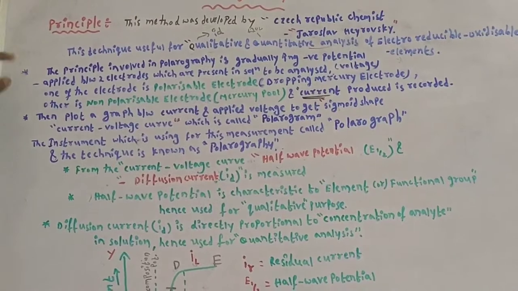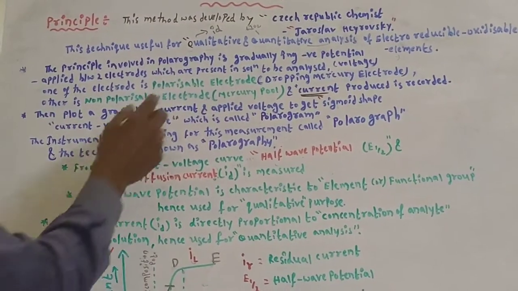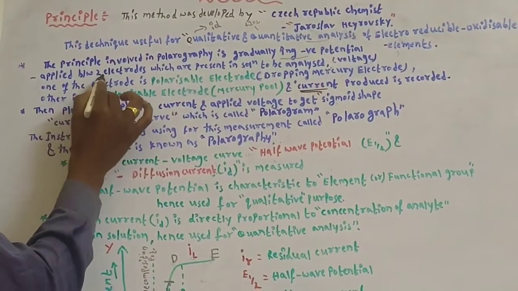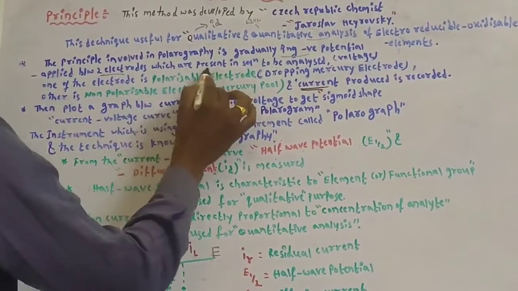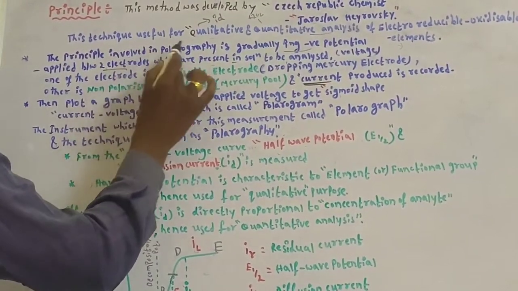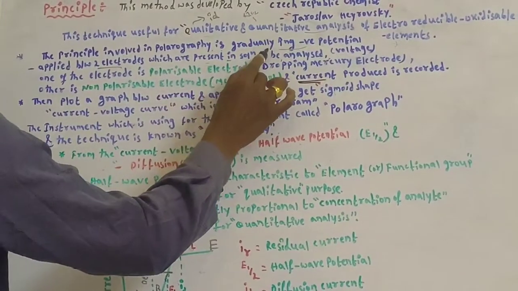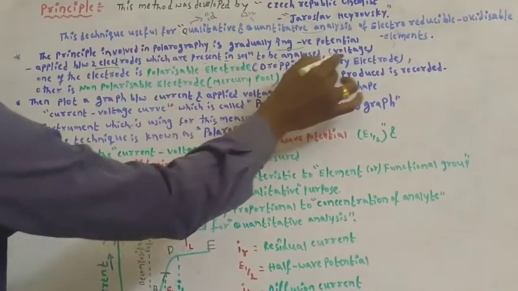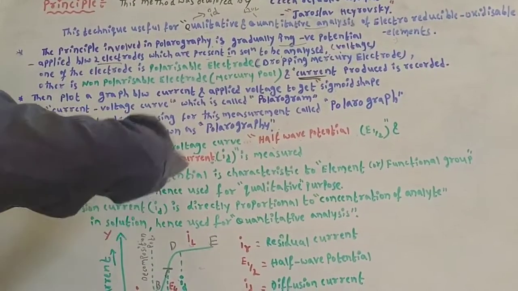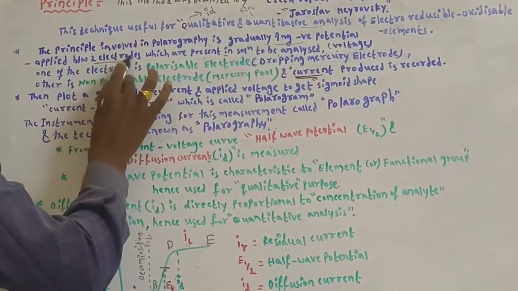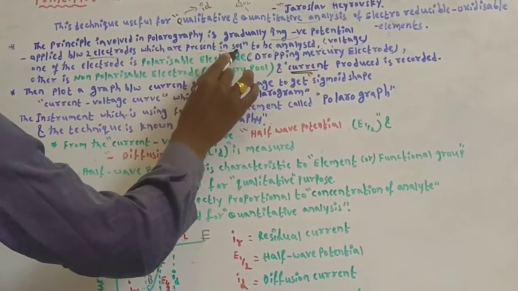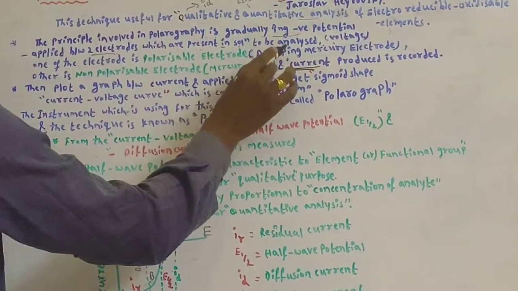Then let's see the principle involved in polarography. A gradually increasing negative potential is applied between two electrodes which are present in the solution to be analyzed. You can see the principle is that we have to apply a gradually increasing negative potential, that is, we apply the voltage in increasing order, between two electrodes which are present in the solution to be analyzed.